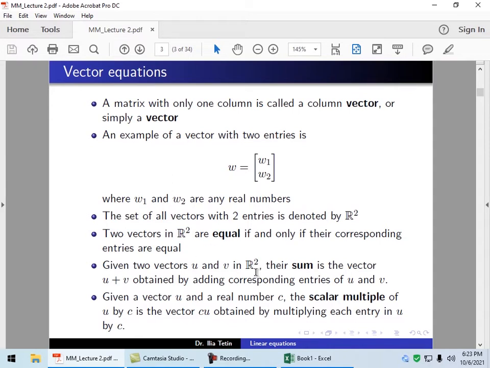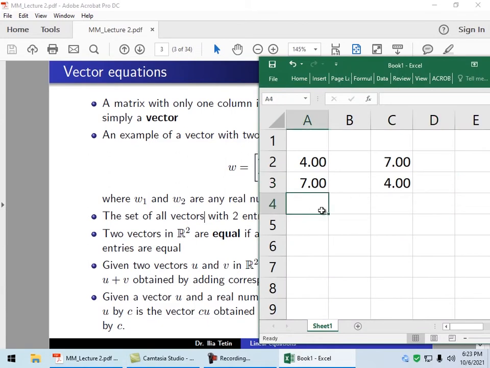So given two vectors u and v in this space, their sum is the vector u plus v, obtained by adding corresponding entries of u and v. So what does it mean? Let's produce a couple of vectors and calculate their sum, like 1 and minus 2, and here will be 2 and 5, and we need to perform the summation of these vectors.